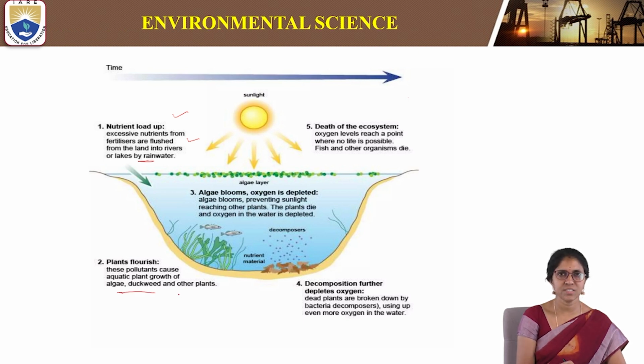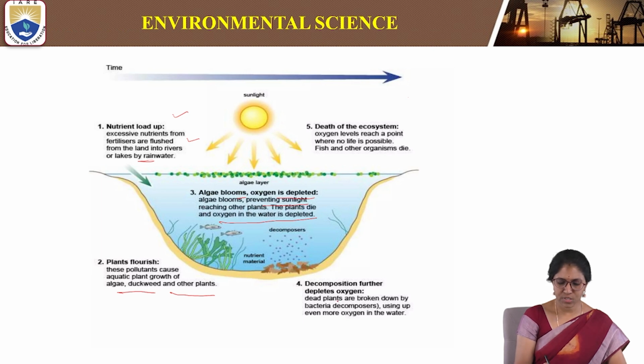these pollutants cause aquatic plant growth of algae, duckweed and other plants. Third process is algae blooms takes place, and oxygen depletion also takes place. Algae blooms prevent sunlight from reaching other plants. So here the plants die and oxygen in water is depleted.